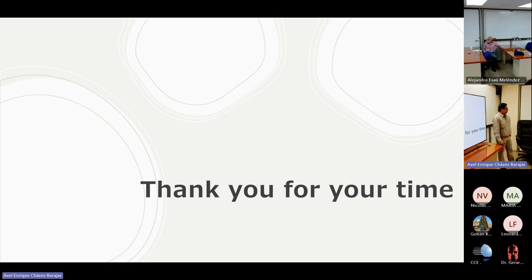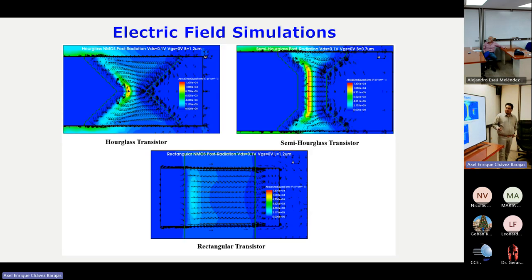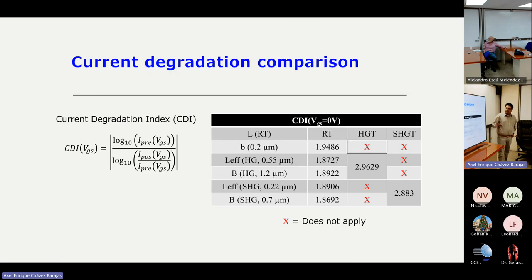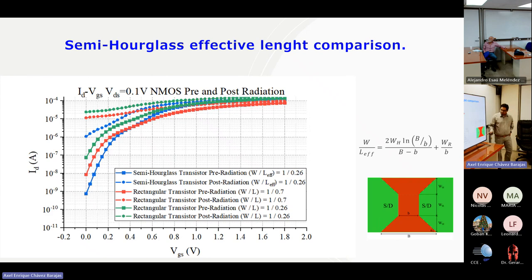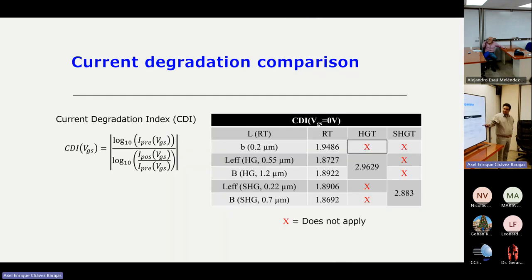Okay, the last question I have is about the dimensions of the devices. The dimensions, as in here. Here, the dimensions of the devices are more or less one micrometer of width. And the minimum length is 0.2 micrometers. But as seen here, the 1.0 micrometers is the largest. The smallest one is the small length of the devices.